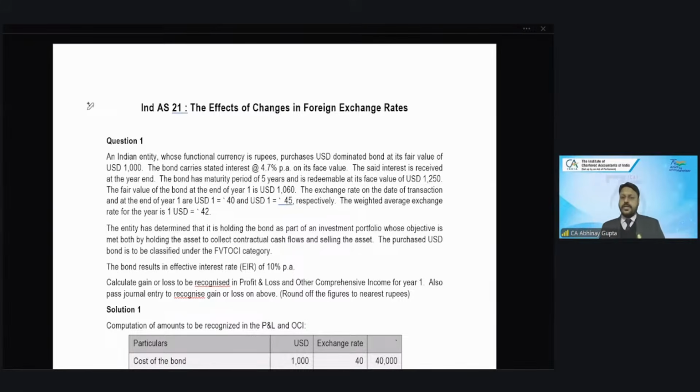Primary indicators are the ones where the currency mainly influences the sale price. Influence means the selling price the company should charge for its goods and services is influenced by that currency. So that currency could be the functional currency. So this is one of the indicators. I'm not saying that on this basis alone the functional currency will be determined, but this is one of the prime indicators. Another indicator was the currency of the country whose competitive forces and regulations mainly determine the sale price of its goods and services, right?